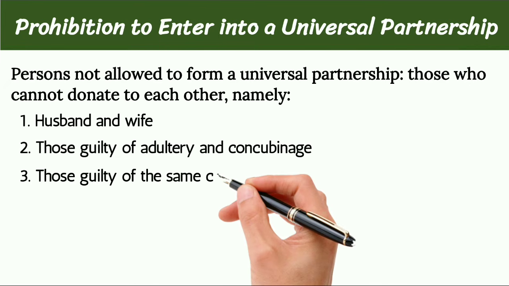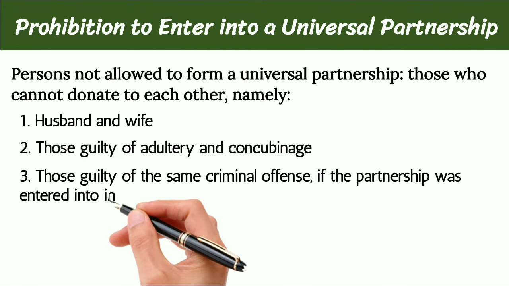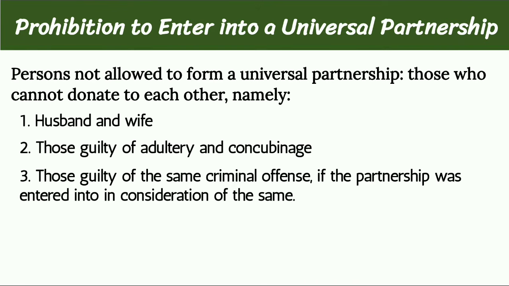Kasama din dyan yung persons who are guilty of the same criminal offense, meaning to say, yung adultery and concubinage, if the partnership was entered into in consideration of the adultery and concubinage. Ngayon, bakit sila bawal mag-form ng universal partnership? Because a universal partnership is essentially a donation. Kaya if they are prohibited from donating to each other, then they cannot do indirectly what the law prohibits directly. Kasi kung papayagan mo silang mag-form ng universal partnership, then mukha din silang nag-donate sa isa't isa. That's why pinagbabawalan din yung mga yan to form a universal partnership.